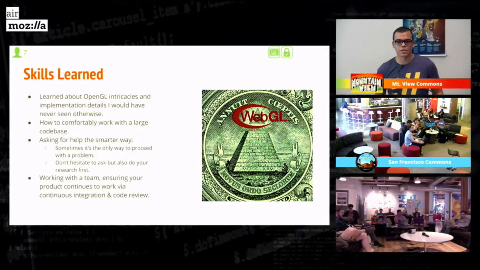And finally, working with a team to basically ensure that your product works. I haven't done much team development before, and it was good for a change of pace.